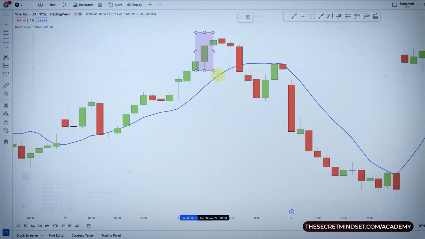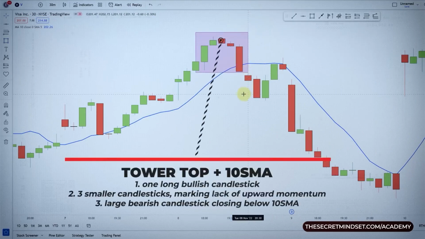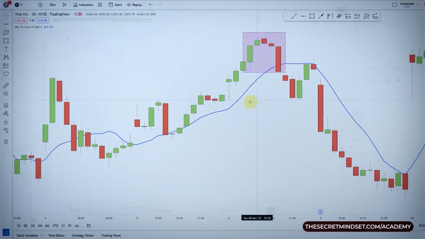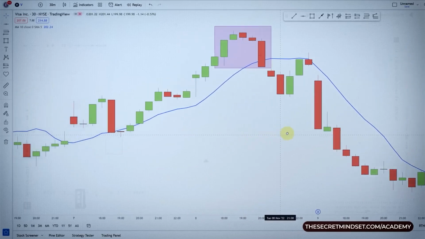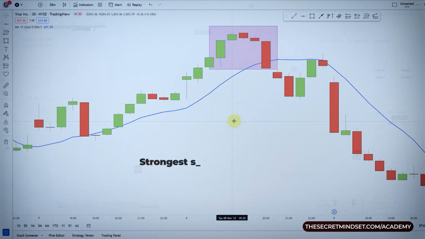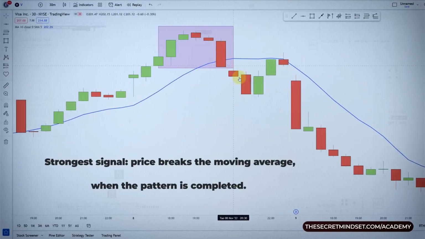It's easy. This chart shows a large bullish candlestick, followed by 3 relatively smaller candlesticks. The pattern is completed by this large bearish candlestick, which closed below the 10 simple moving average. This is the extra confirmation that you are indeed on the right side of the market. You want the price to break the moving average.